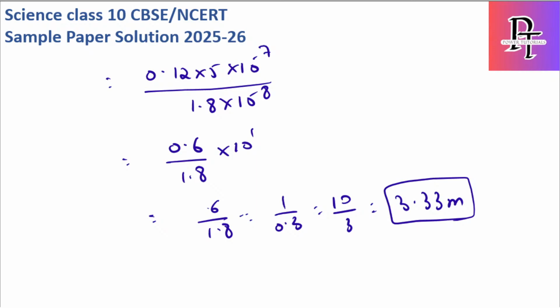Okay, did I miss anything? Usual, the answer should be this one, which is 3.33 meters. So it is 0.6 by 1.8. 1.8 is correct, I agree with you. It is not 1.08, it should be 1.8. 6 by 1.8 is 3.33, so it is 10 by 3, which is 3.33 meters.